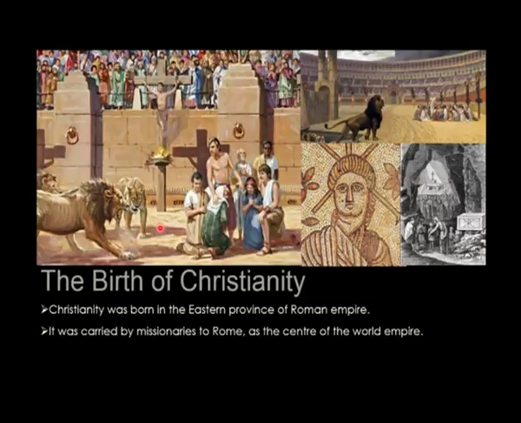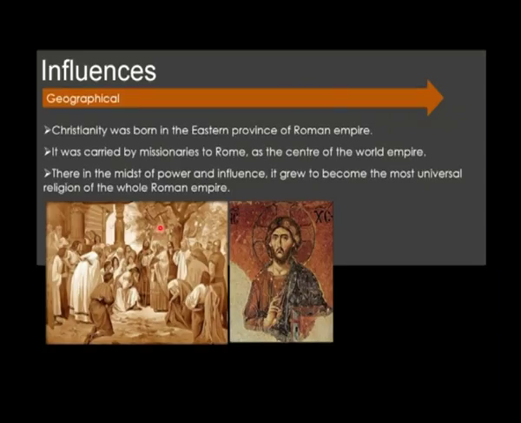Rome at that point of time was the most powerful kingdom, and it was actually the center of the world empire. Everything from art, music, culture, literature, architecture grew in Rome and became what it is in Rome. Roman architecture is one of the most prominent architectures of the ancient times. If you see the various influences that Christianity had on architecture, there were basically geographical influences.